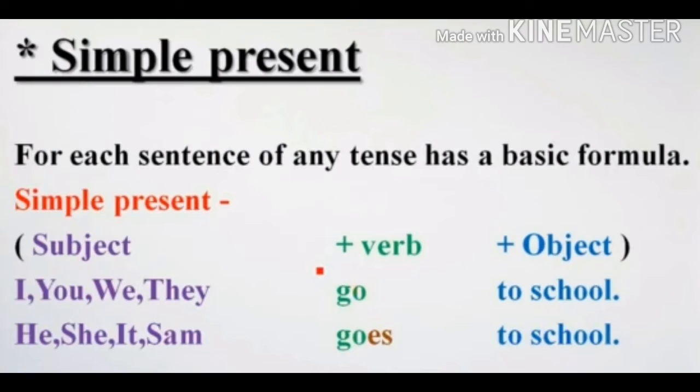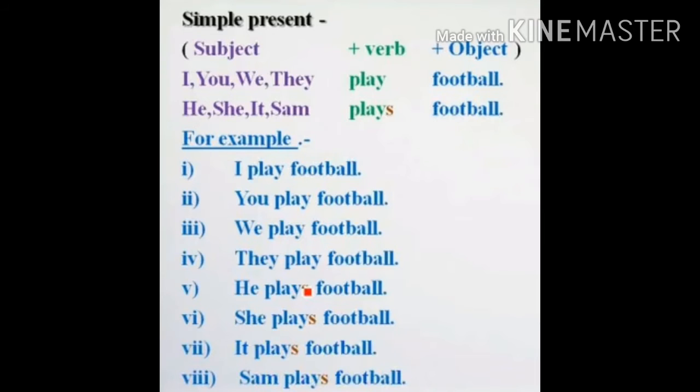Let us see some more examples. See, here we have taken play for I, you, we, they, and we have taken plays for he, she, it, and also a boy named Sam. So in this way, while taking a verb, we write play for I, we, you, they, and plays for he, she, it, and a boy or girl name.